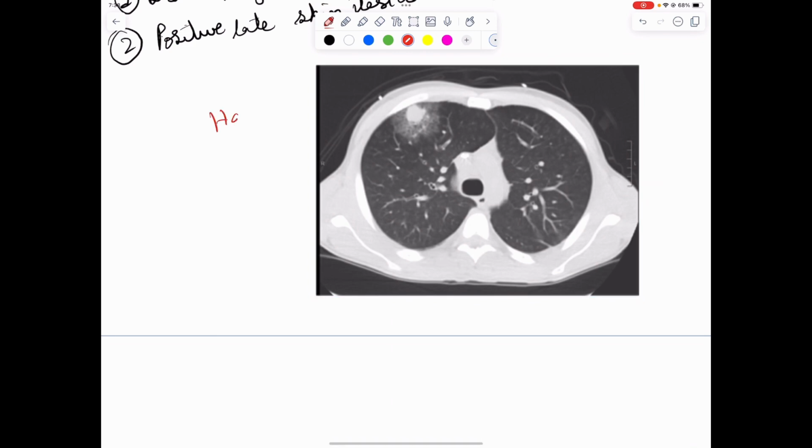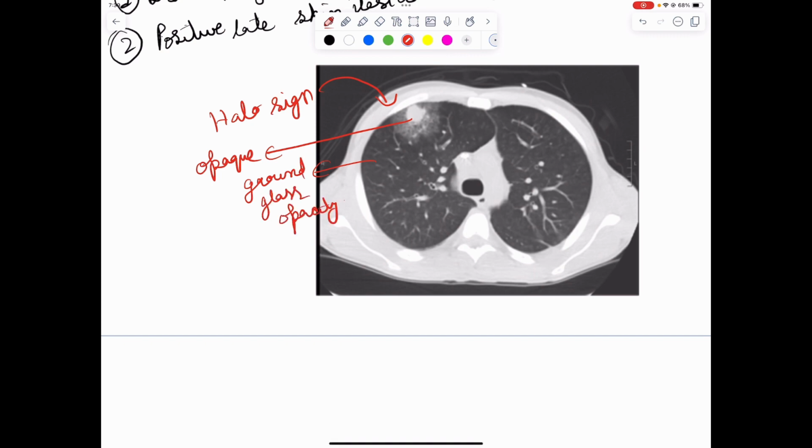Now we move towards the halo sign. What will happen in halo sign? You should see that in halo sign there is a central opaque area with a ground glass opacity around it. The center is opaque with the rest showing ground glass opacity. So where is it seen? It is seen in febrile neutropenia.